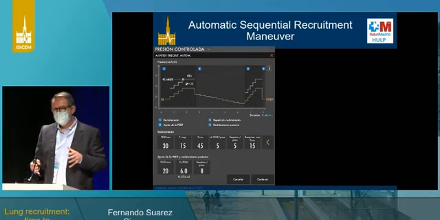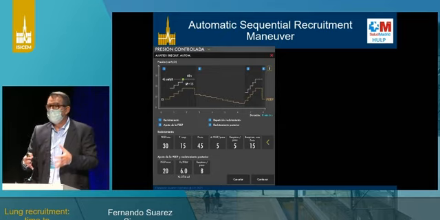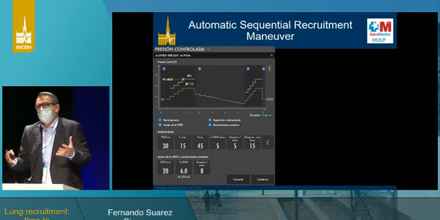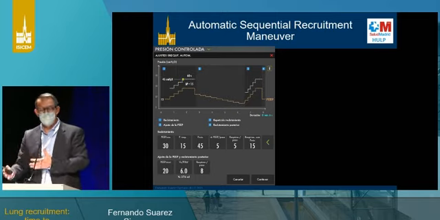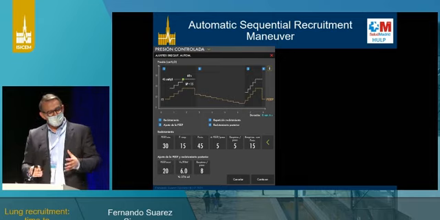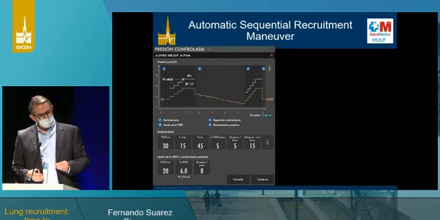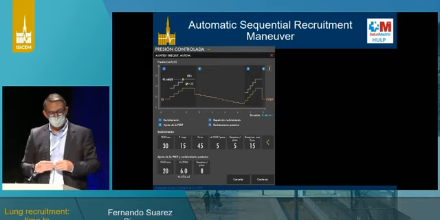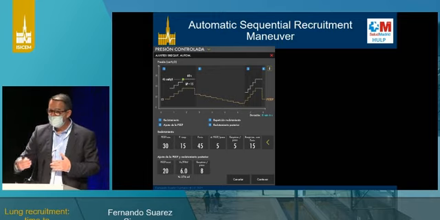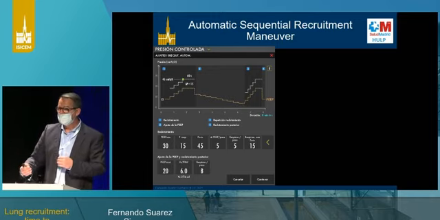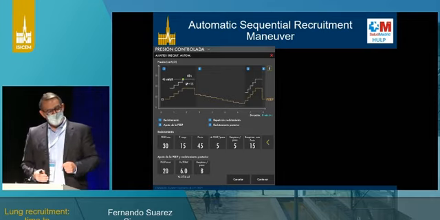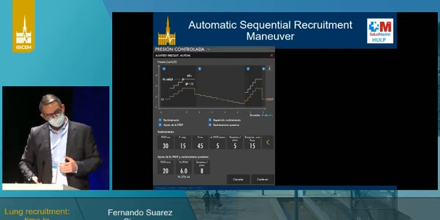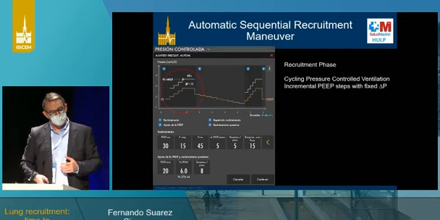I had the opportunity to participate in the development of this automated recruitment tool, which tries to include the accumulated knowledge from the last decades of how we should theoretically recruit the lung in a more safe and efficient way. So it allows the user to establish, under certain limits, the recruitment pressures and the recruitment times. It automatically shifts to a PEEP titration phase, identifies the closing pressure, and recruits the lung again.